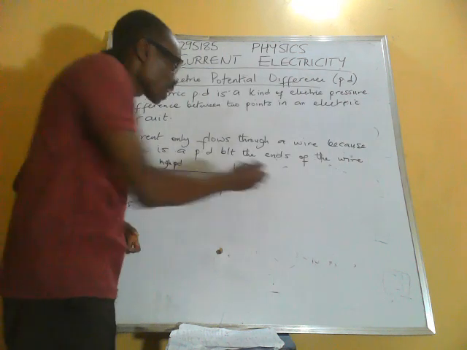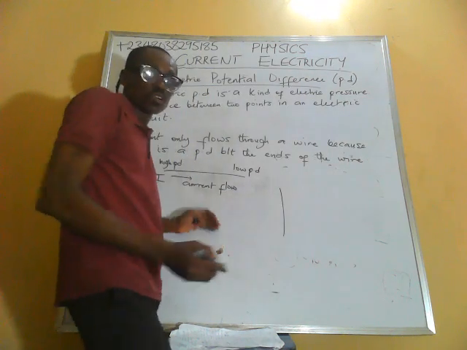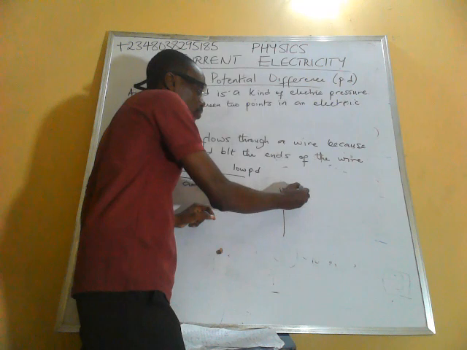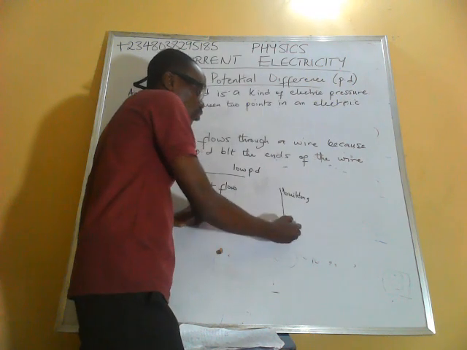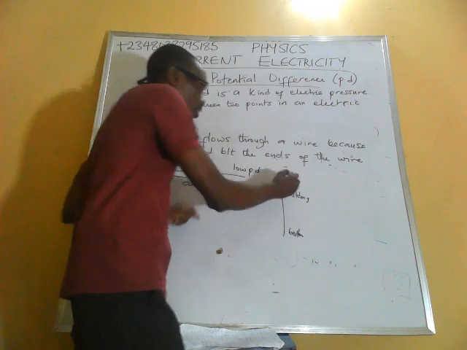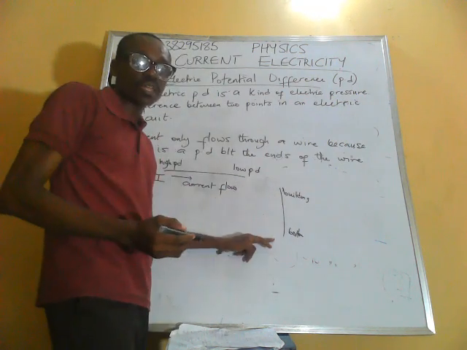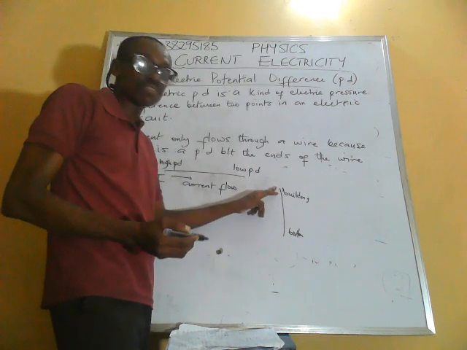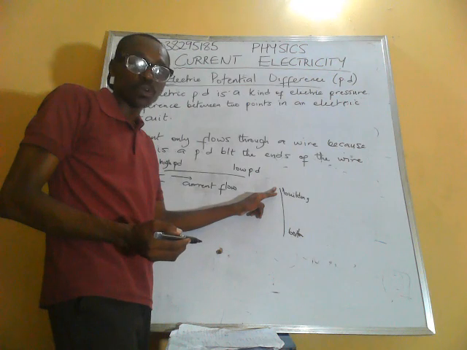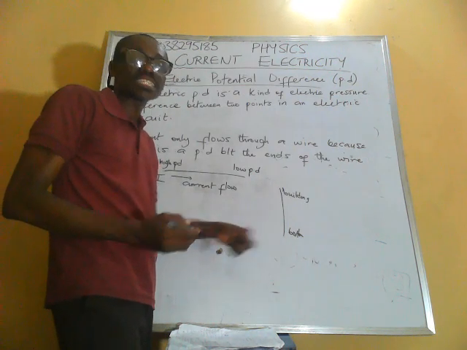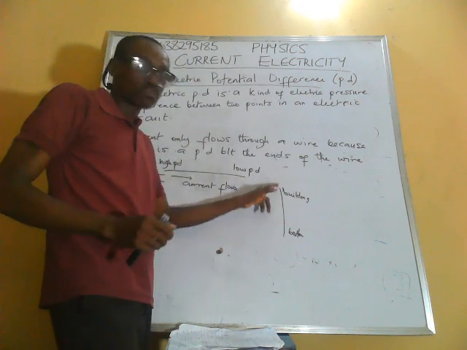That is why water can easily flow from the top of a building to the bottom, or from a high elevation to a lower one. Why water can flow from a high elevation to the lower one is that the high elevation is at a higher pressure compared to the lower elevation, which is at a lower pressure. So there is a pressure difference.